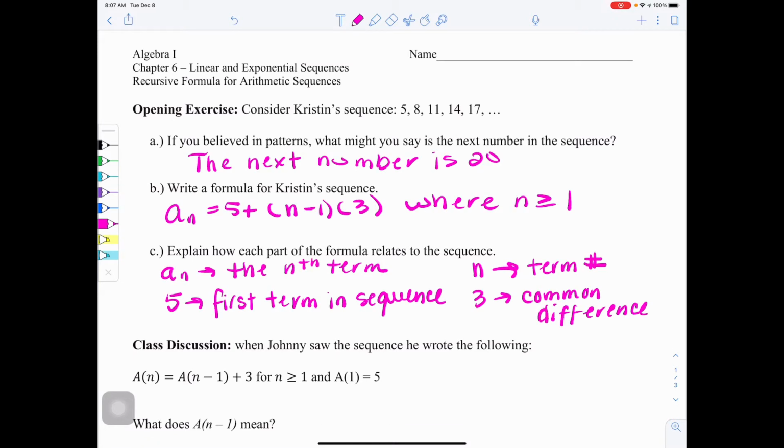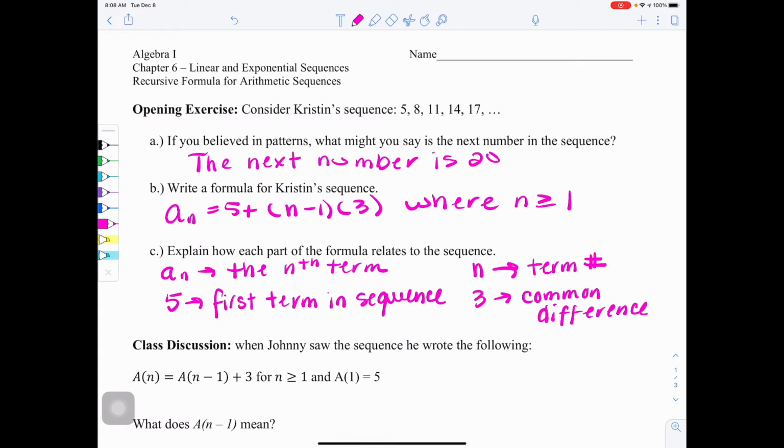Okay, so at this point, you've completed the opening exercise. Consider Kristen's sequence 5, 8, 11, 14, and 17. A says, if you believed in patterns, what might you say is the next number in the sequence? Looking up above, it looks like it's going up by 3s, so after 17 would be the number 20.